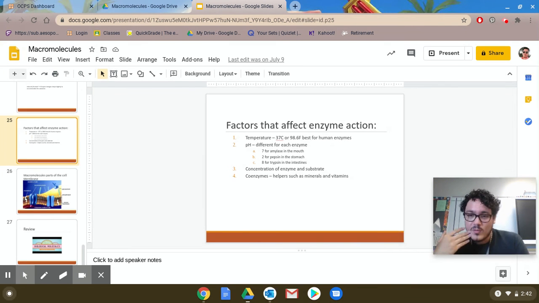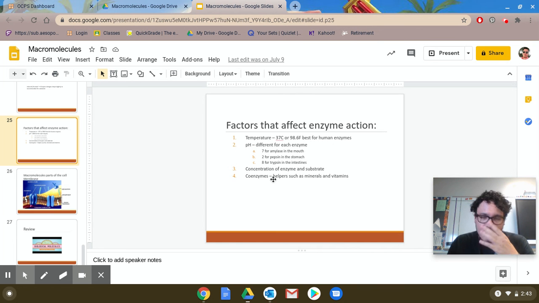So the mouth, that's all about amylase, which is found in your saliva. That's about a pH of 7, which is neutral pH. That's the same thing as blood, same thing as water. Pepsin, that's an enzyme found in the stomach. Pepsin is going to be very important for digestive purposes, but pepsin has a pH of 2. Why is that? Because stomach acid is incredibly acidic. So this hormone or this enzyme has to be able to maintain itself throughout that.